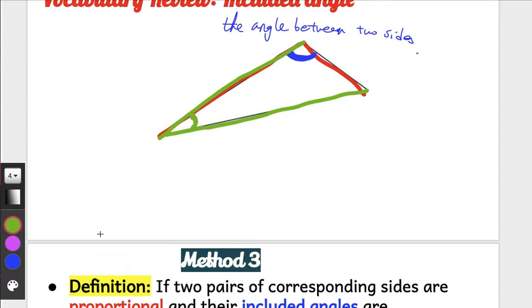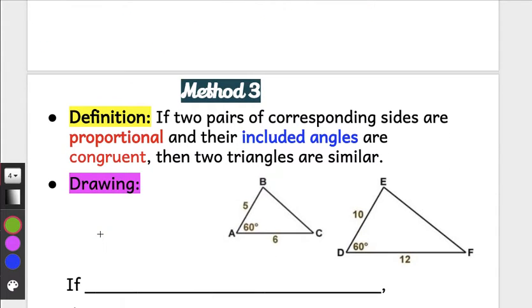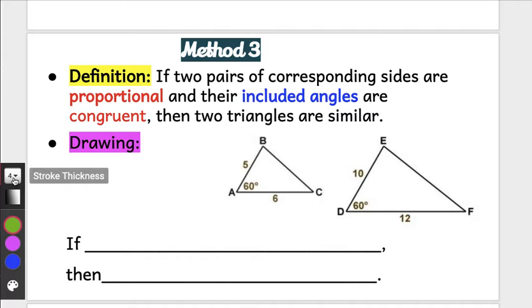Now let's quickly check the very last method. What's the definition? How do we use it? This one says 2 pairs of corresponding sides are proportional and their included angles are congruent. Then we say these 2 triangles are similar. Besides the definition, let's quickly check the pictures here. So we have 2 pictures, as you can see.